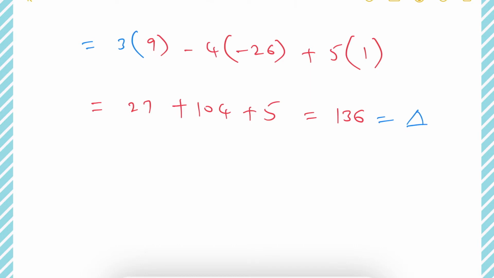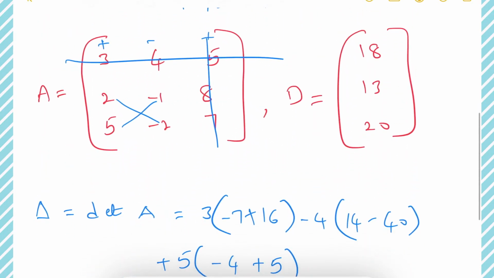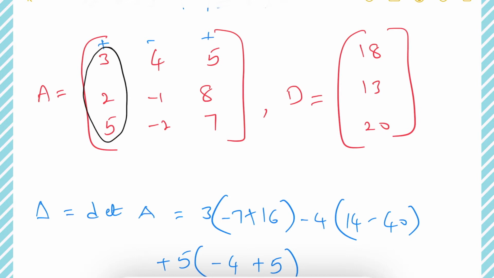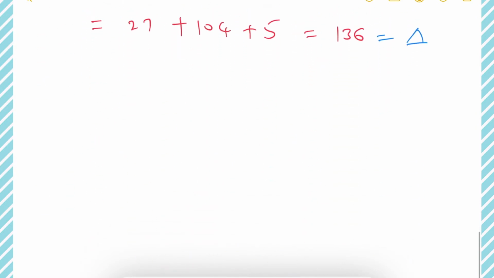Okay, now what we need to do is, here we have matrix A as well as matrix D. Now from this matrix A, we need to remove completely the first column, and that removed column we need to replace with this D. So in the place of 3, 18 will come, in the place of 2, 13 will come, in the place of 5, 20 will come. First column we need to replace with the matrix D. So then what will it become? 18, 13, 20 first column, 4, minus 1, minus 2 second column, 5, 8, 7 third column. That we will represent with delta 1.